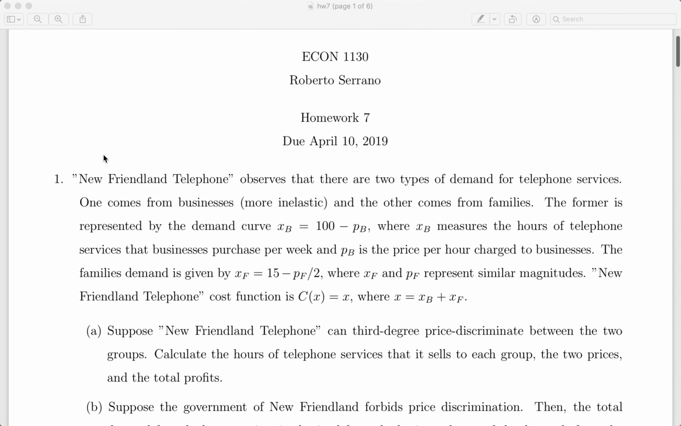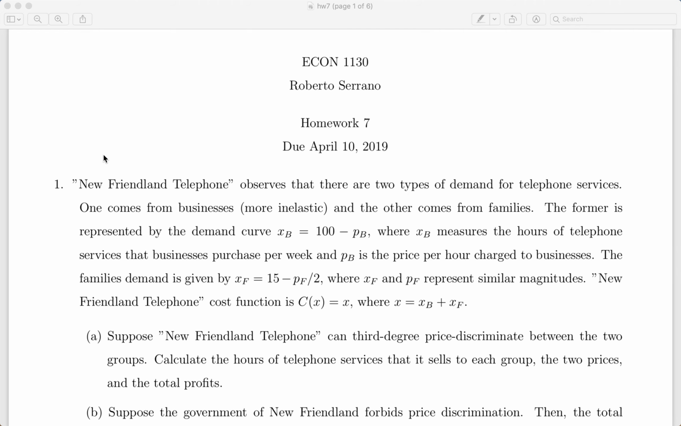So the first problem here is about price discrimination, and in this case, you can just set them up as separate profit maximization problems, and you can solve each of them separately and just add them together to get the solution that you want.